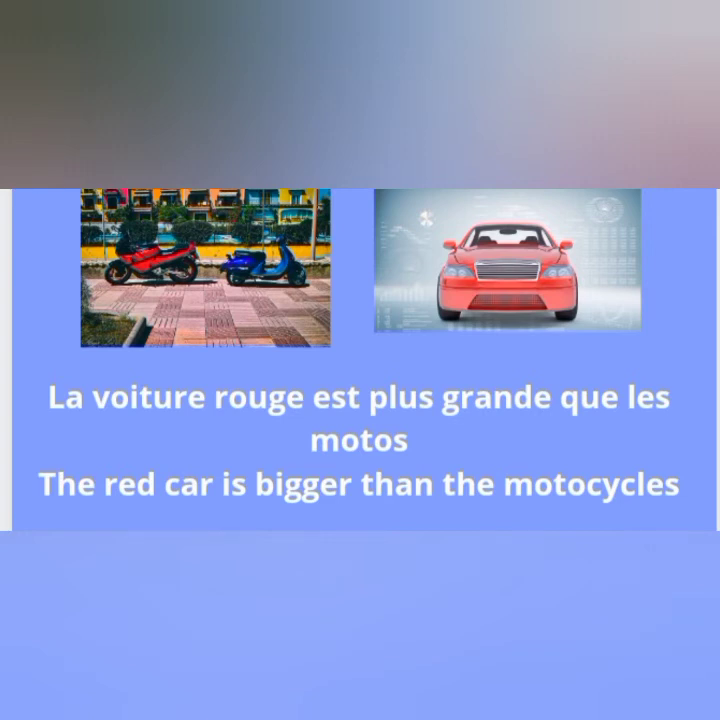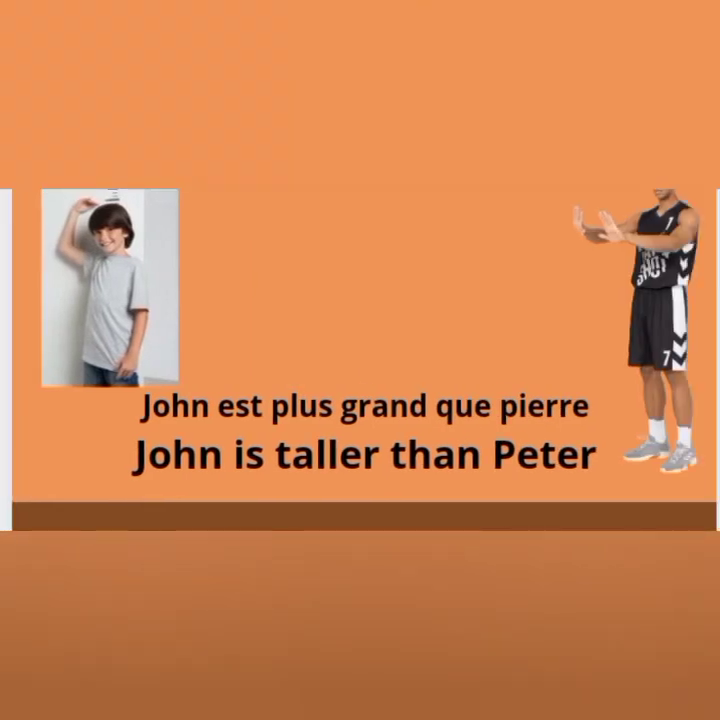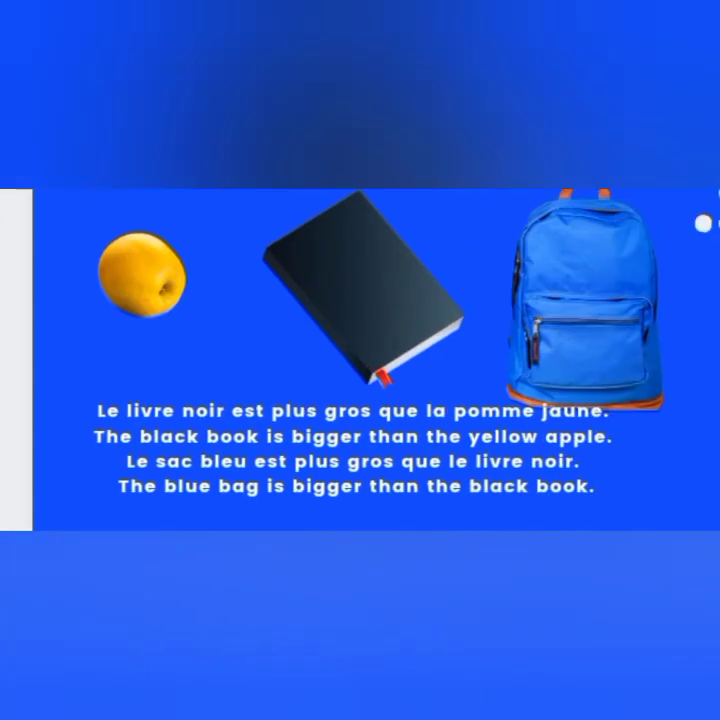Okay, now let's look at what next we have. John est plus grand que Pearl. Which means John is what? Taller than Peter. John is taller than Peter. Is that clear? Très bien.